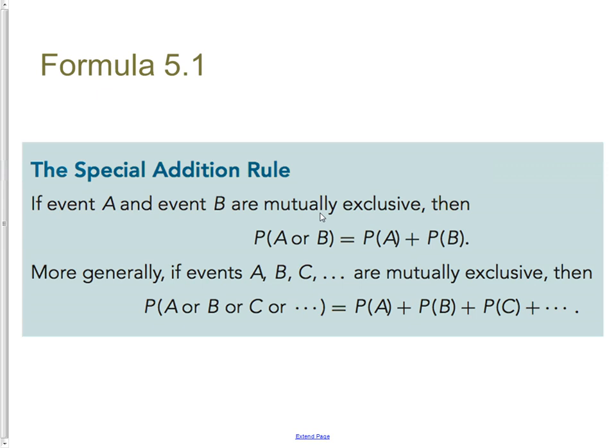Now, there are some special rules that deal with probability. If two events are mutually exclusive, then we can simply add up their probabilities directly. And more generally, for any number of events that are mutually exclusive, we simply add up their probabilities directly.